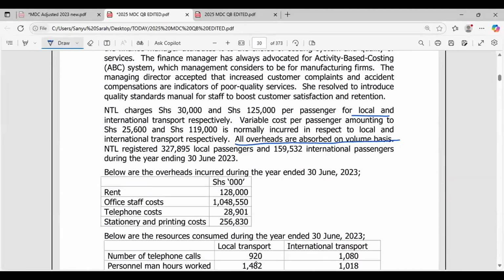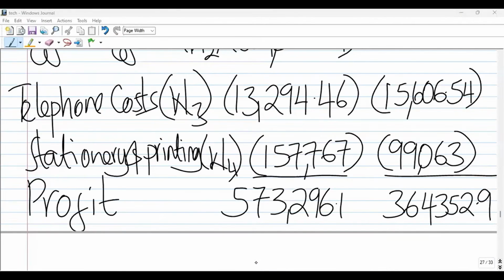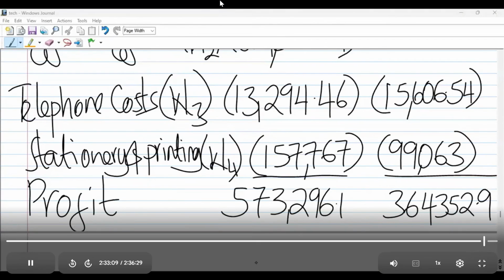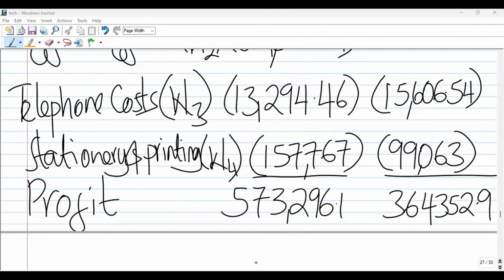So I'm leaving you with the assignment to complete the profit using traditional costing system so that we can compare the two profits, which one is better, whether they should maintain the traditional costing system or they should introduce the ABC system. So please complete that number and see which profit you get when you're using the traditional costing system. But on top of that, I want to leave you with another number as well, still relating to ABC system.